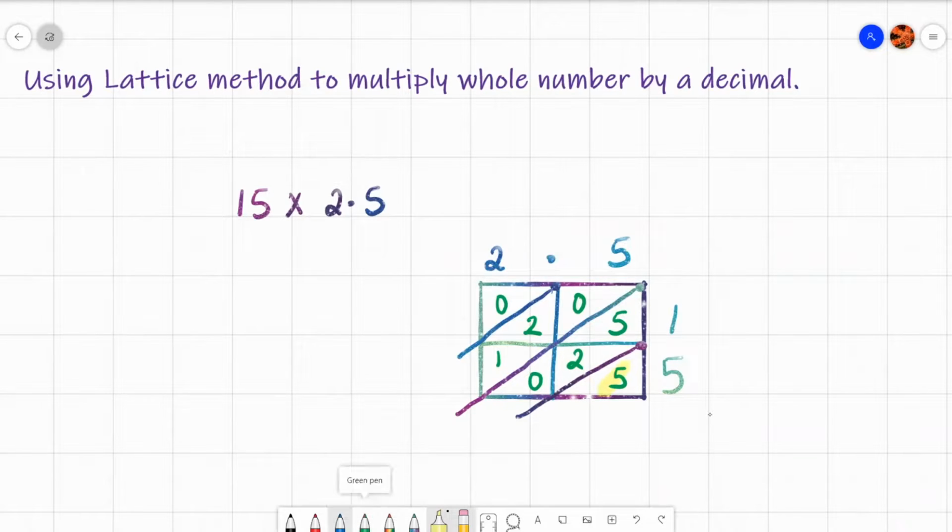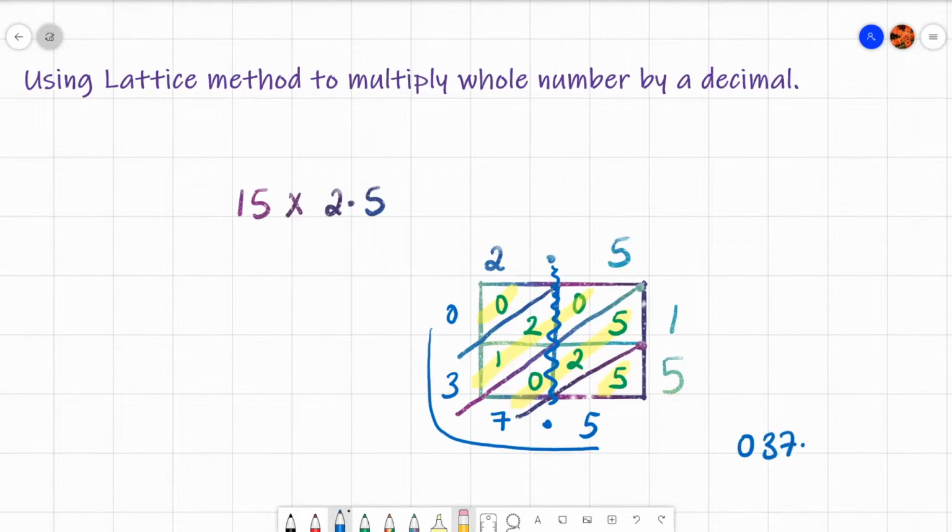So we've got 5 here on its own. We've got 5, add 2, add 0, which is just 7. The next diagonal, we've got 0, add 2, add 1, which is 3. And the next diagonal is 0. You can write that down, you don't have to. Then all you need to do is drop the decimal point down here. And your answer is 037.5. But we don't need to write the 0 in front, do we? It's just 37.5. Nice and simple and easy.